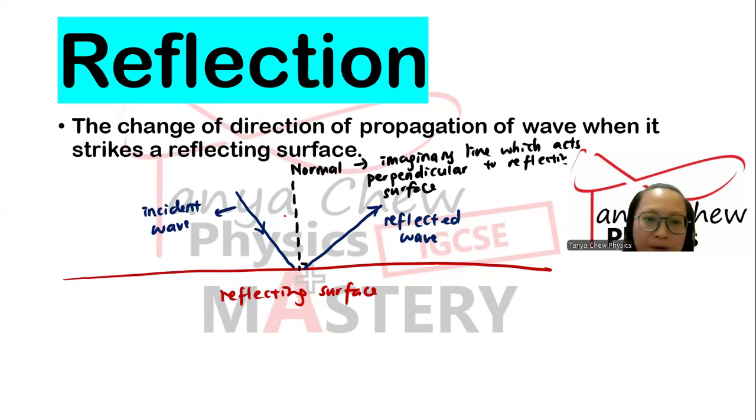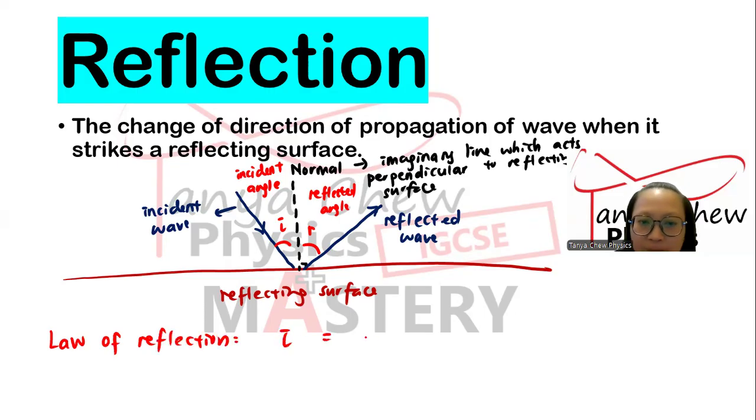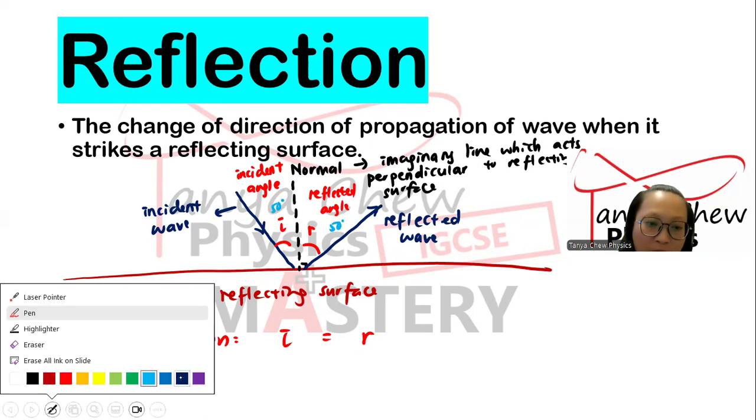Okay, the angle between normal and incident, that is why normal is very important. The angle between the normal and the incident wave is called incident angle. The angle between normal and reflected wave is called reflected angle. So reflection, the law of reflection, bear this in mind, angle of incidence must always be equal to the angle of reflection. So if the angle of incidence is 50, angle of reflection must be 50 as well. That's all.